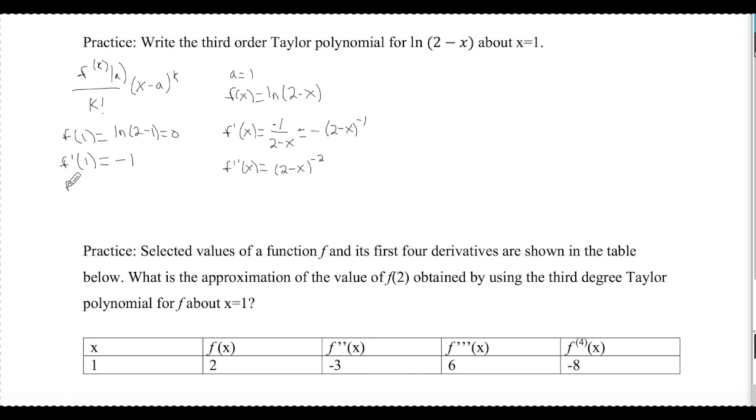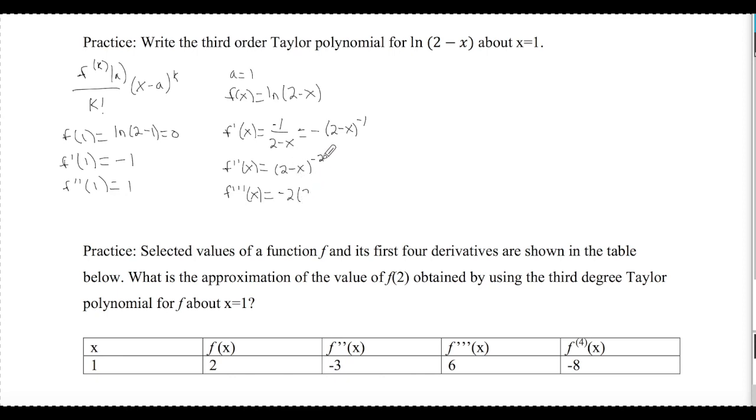All right, so I need the second derivative at 1, which is going to be 2 minus 1. That's 1 to the negative 2. So that'll give me 1. Then I need my third derivative to get my next term. My third derivative, I'm going to take the derivative here, so I'm going to bring down negative 2.